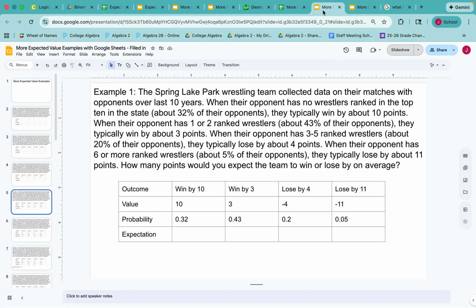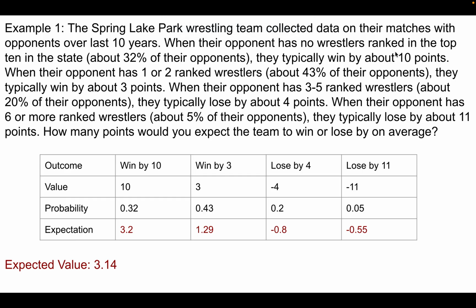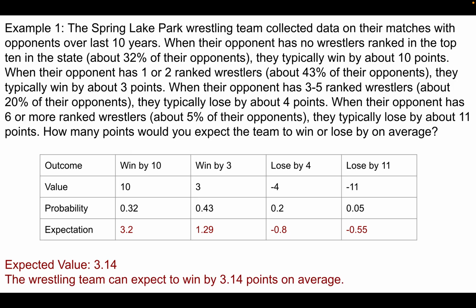So now what I could do is just fill in those values into my table, like I did right here. You really, if you wanted to, you could just copy and paste. You could take a screenshot of your table in Google Sheets and just paste it over all of this. I'm totally okay with that. But I do want you to interpret what this means. So what does this mean? It means the wrestling team can expect to win by 3.14 points on average.